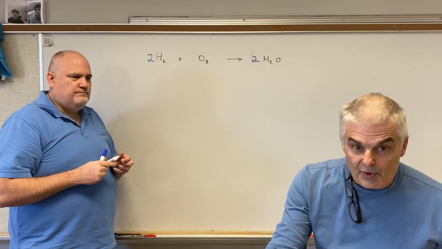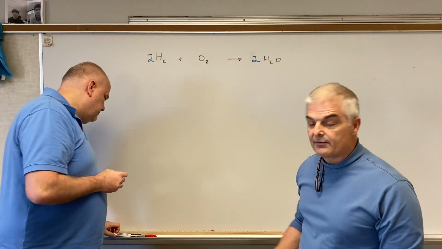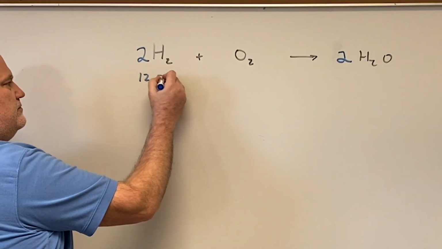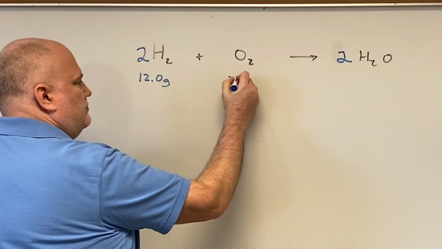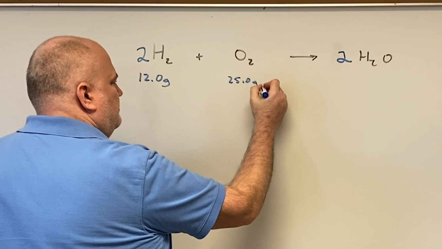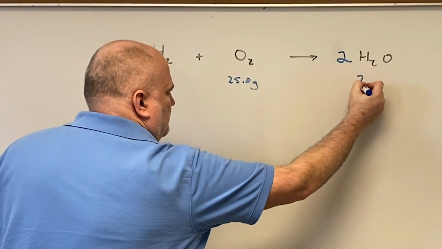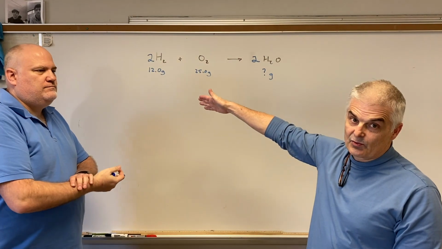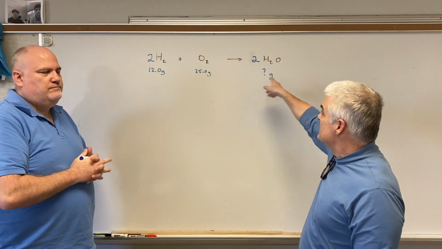Now, you're going to do a problem. Watch this. We're going to start with 12.0 grams of hydrogen and 25.0 grams of oxygen. So the question we want to ask is, how much water can you make? Now you might say, well, 12 is the smaller number, so that's the one I'm going to run. No.